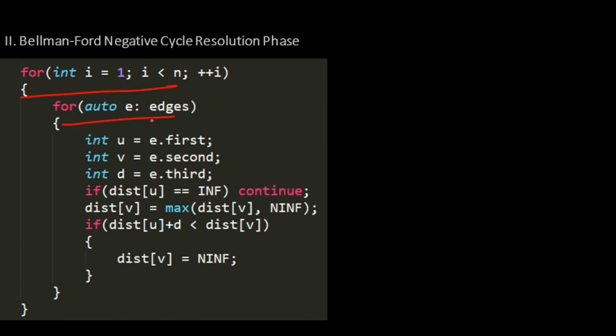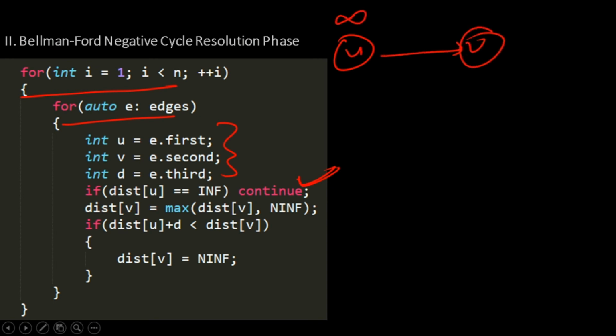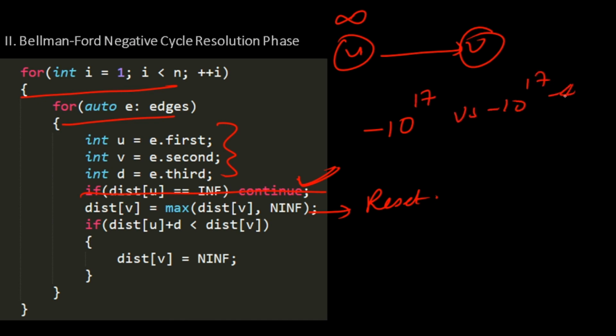The second part of the algorithm, this is very clear. If the distance of u is infinity, v doesn't matter, we'll simply continue. Here, what are we doing? We are doing a reset. I just explained it in the previous step. If you are dealing with minus 10 power 17 versus minus 10 power 17 minus 400, you will reset it to minus 10 power 17. Otherwise you'll have infinity calculations and comparisons, very nasty.